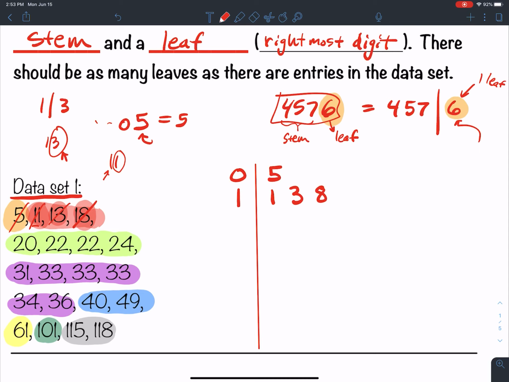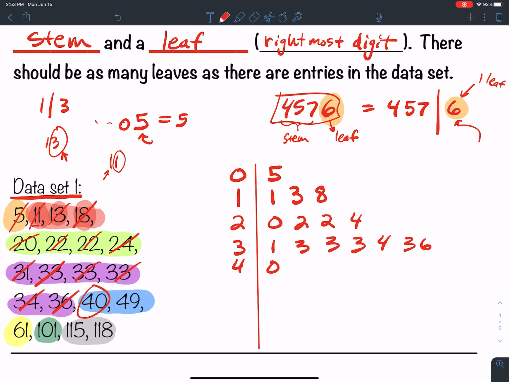Now we go into the 20s. I start with my 2, then 0 for 20, 2 for 22, 2 for 22 again, and 4 for 24. Then I go to the next row for 31, and then 33 three times, and then 34 and 36. Then I go to the next row, the 40s: a 0 here, and a 9.